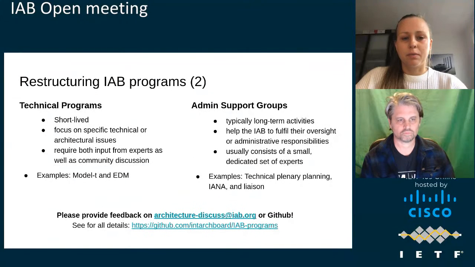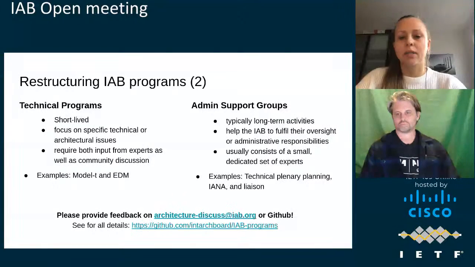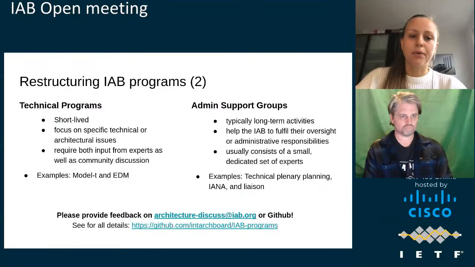So that's very much in the sense of original programs as well, where we figured out we have some responsibilities where we need additional expertise because we don't have it in the IAB, or we definitely need long-term continuity. We want to have people who have history about this and who are involved in these topics for a longer time. And that's where we need administrative support groups. So if we talk about technical programs, that's currently Model T and the EDM program that we will hear later on. And when we talk about admin support groups, they are currently the plenary planning program, the IANA program, and the liaison program, or groups in future.